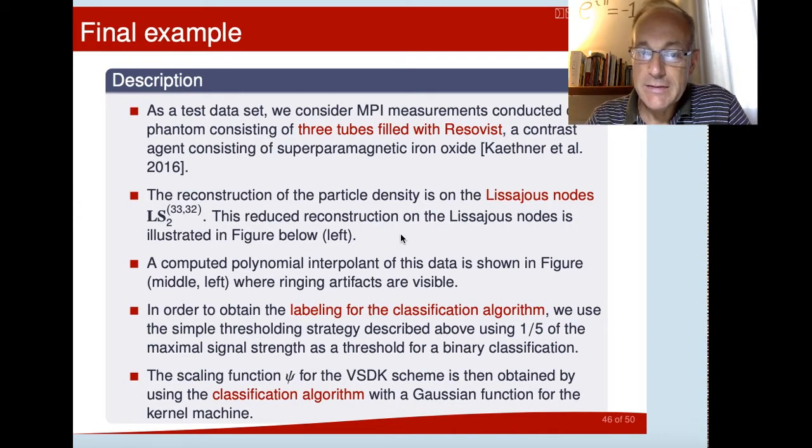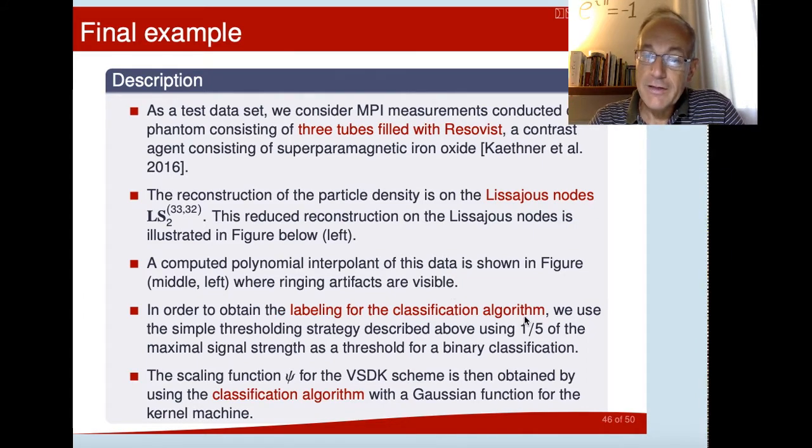So the final example that we have tested is exactly for an MPI application. As test data, we consider MPI measurements conducted on a phantom that consisted of 3 tubes filled with a special contrast agent called Resovist. So the reconstruction of the particle density is on the Lissajous nodes, 33, 32. This reduces reconstruction to the Lissajous nodes as illustrated below. Then, as a reference solution, we compute a polynomial interpolation of the data, where ringing artifacts are visible.